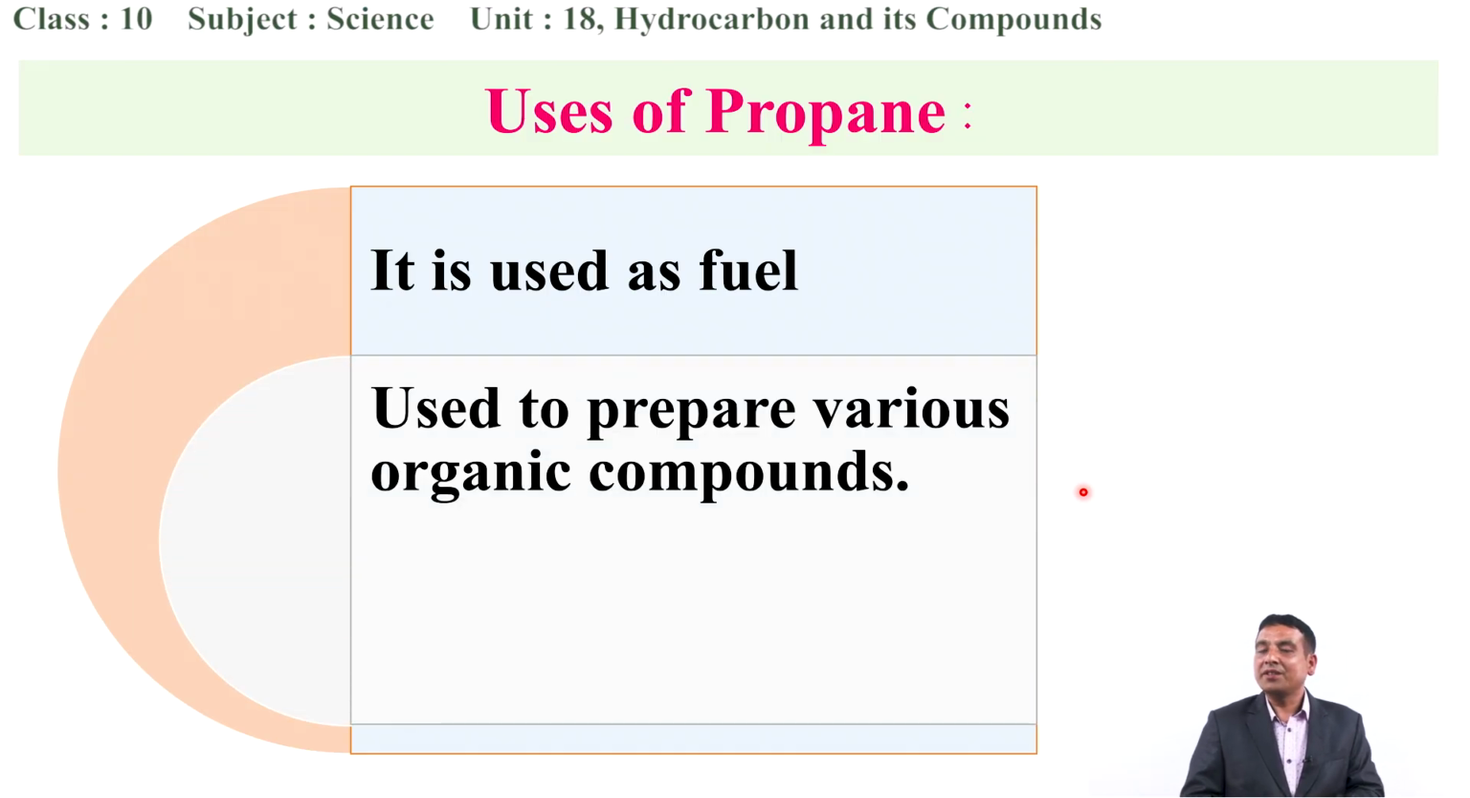It is used to prepare various organic compounds. We have discussed that by taking ethane, we can prepare ethyl chloride, through which we can prepare butane as well as octane and so on. By taking propane also, we can make propyl chloride, through which we can prepare hexane also, through which we can prepare nonane also and so on. So to prepare other long chain bearing hydrocarbons, propane is also used.